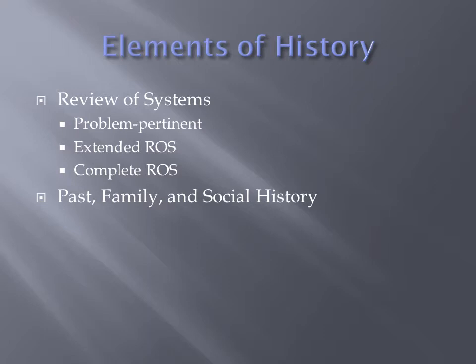An extended ROS includes inquiries about systems directly related to the problem identified in the HPI and a limited number of additional systems. Usually 2 to 9 additional systems are addressed and documented. A complete ROS addresses the system directly related to the problem identified in the HPI, plus all other systems. 10 or more systems are usually addressed and documented for a complete ROS.